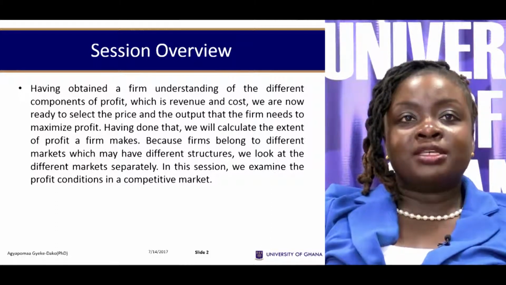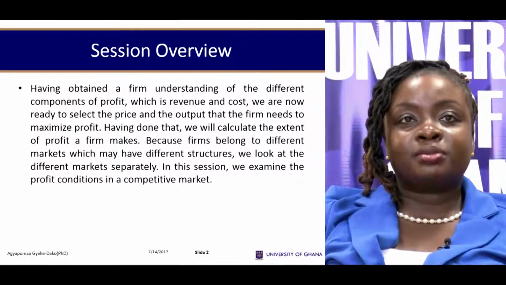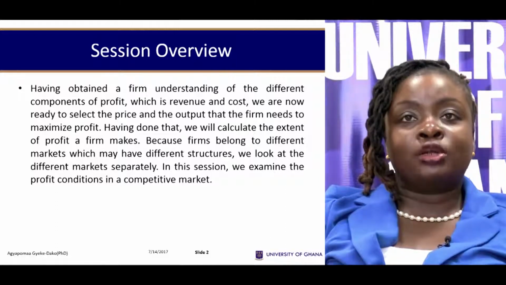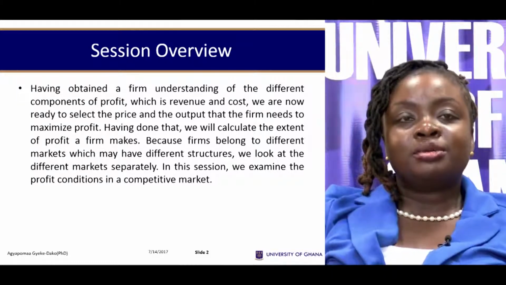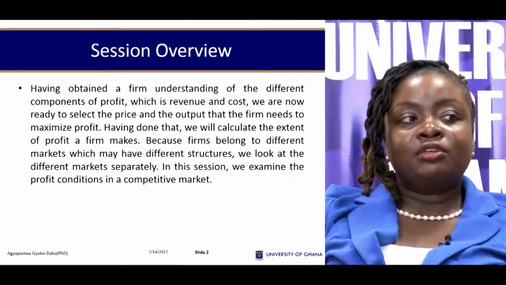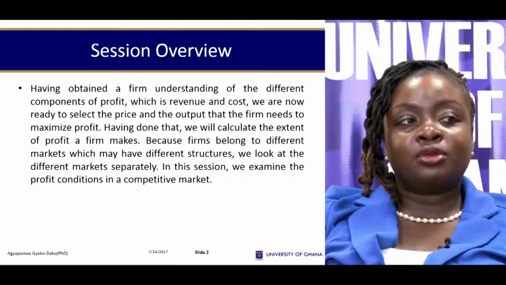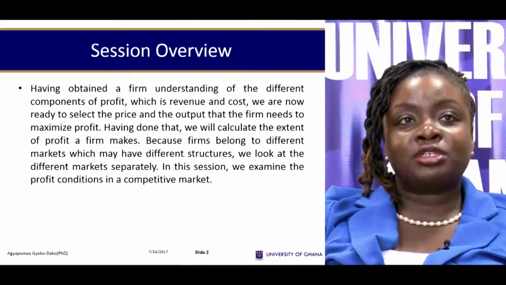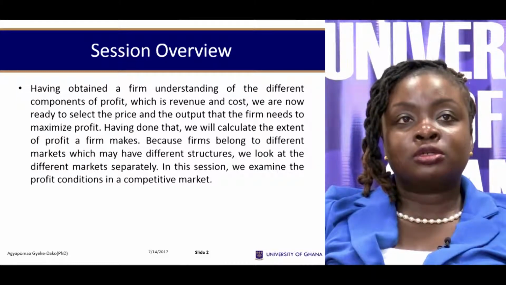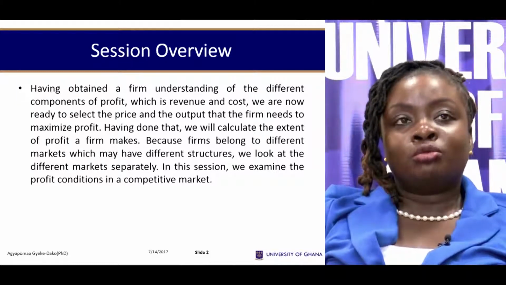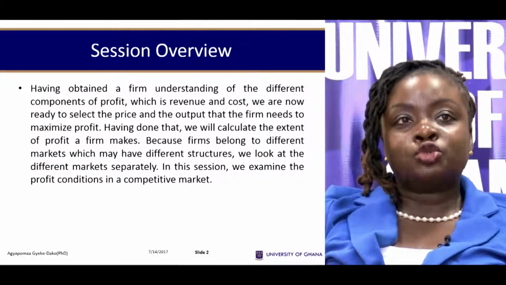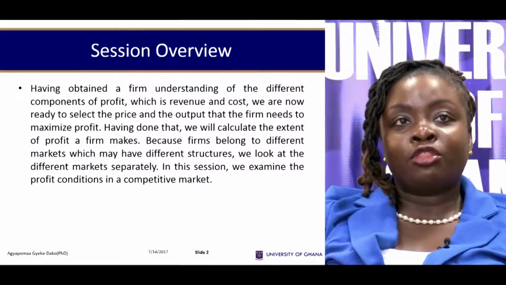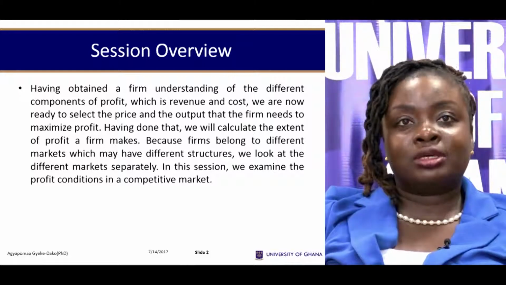Once we select the price and the outputs that would help us maximize profit, we will go on and calculate the extent of profit that a firm would make. It's important to understand here that even though we are selecting the price and the output that would help a firm maximize its profit, it's not always that a firm would make profit. So basically, you're thinking about it in this case that under the best circumstance for the firm, what will be the extent of profit for the firm? This is how you need to think about it.